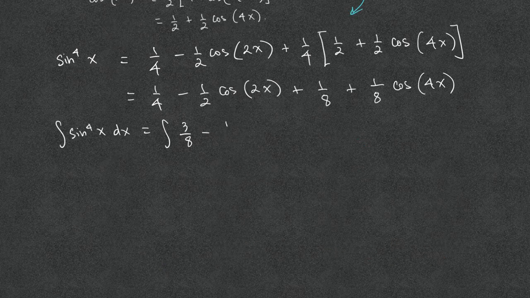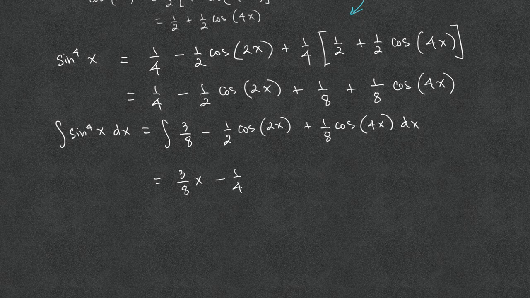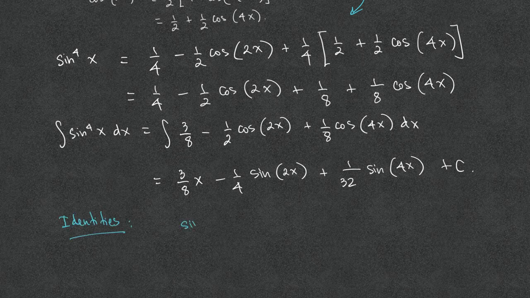The integral of sine to the 4th x dx is now the integral of 3/8 minus 1/2 cosine of 2x plus 1/8 cosine of 4x dx. The antiderivative of 3/8 is 3/8 x. The antiderivative of cosine of 2x, half of it, is 1/4 sine of 2x. And the antiderivative of 1/8 cosine of 4x is 1/32 sine of 4x plus c.